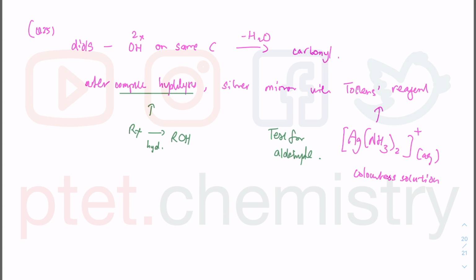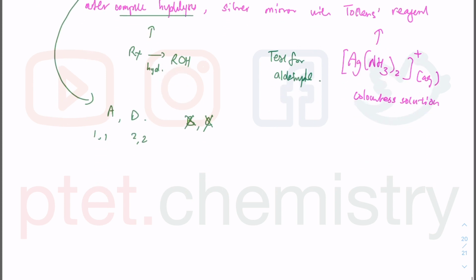So first of all, complete hydrolysis, to give you the ROH, you need the 2 OH on the same carbon. That is a very, very important information. 2 OH on the same carbon mean that we can have option A or option D, where it's 1,1 or 2,2 dibromo. Option B and option C, you can cross them out because the halogens are not on the same carbon. If they are not on the same carbon, then you're not going to get 2 times OH on the same carbon. You're not going to get this particular thing happening. So let's have a look at option A.